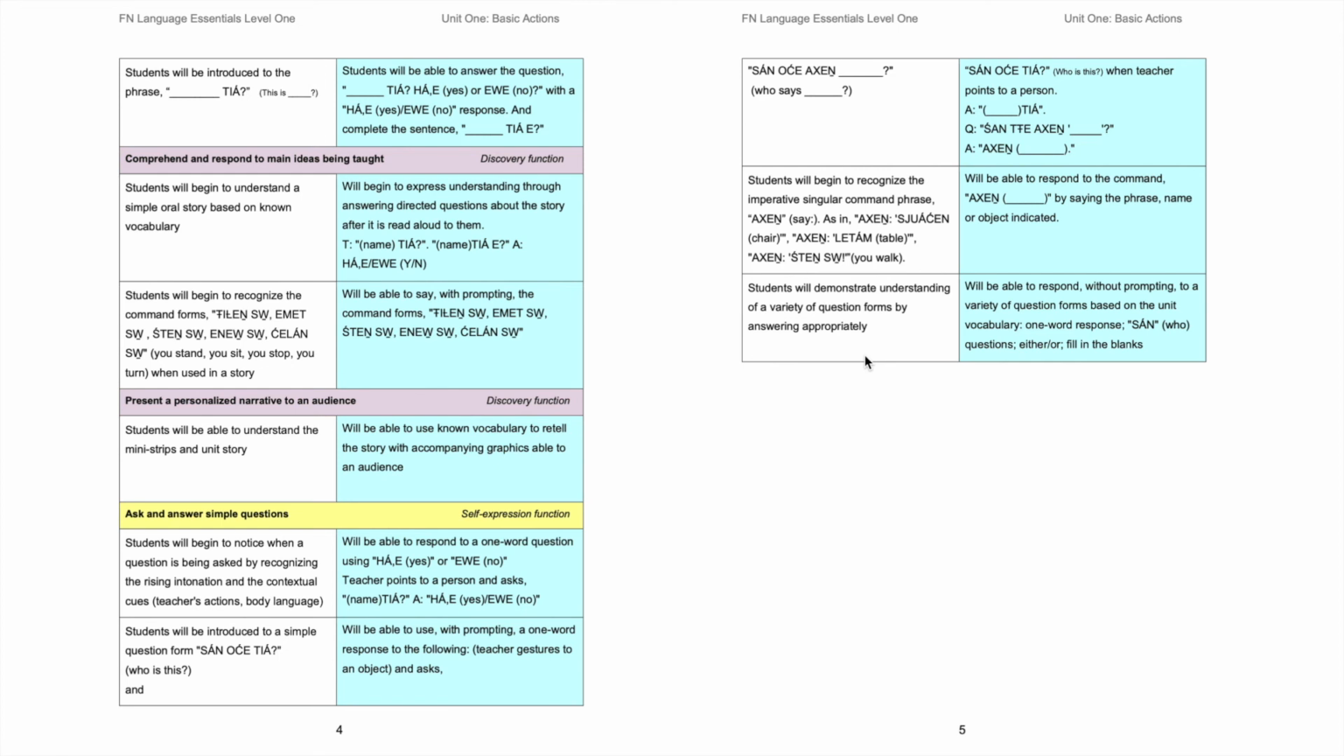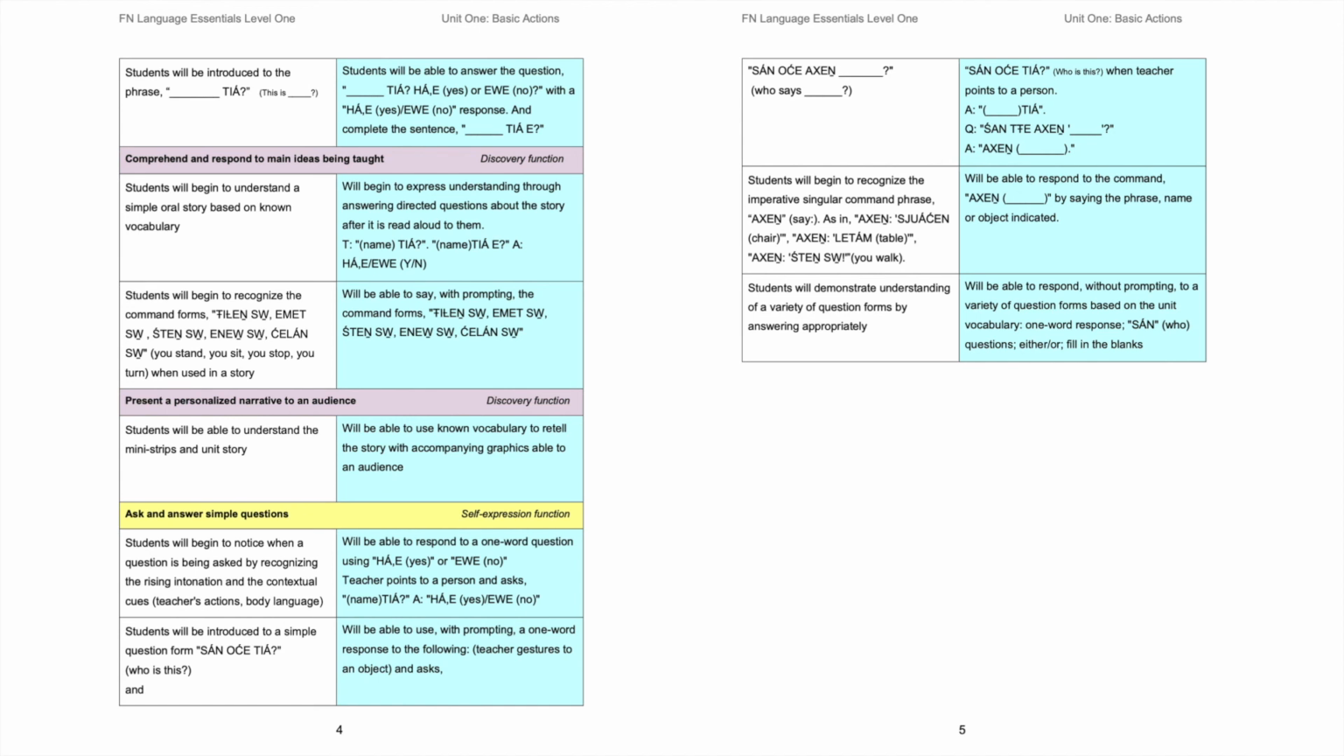And then also towards the end, they'll be able to answer your questions, yes, no, or who. You could say Senacha Achen or Saint Achen, and they'll be able to fill in who did that. And you can do it as a whole class, but also do it with individual students.